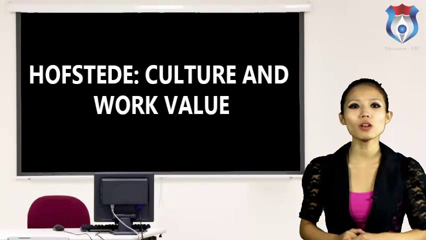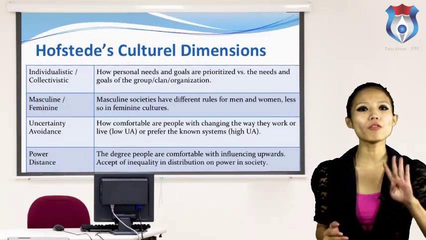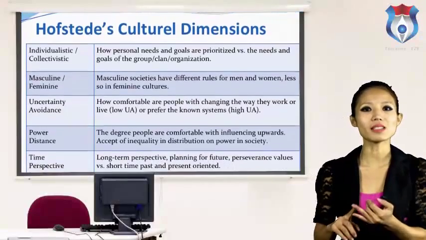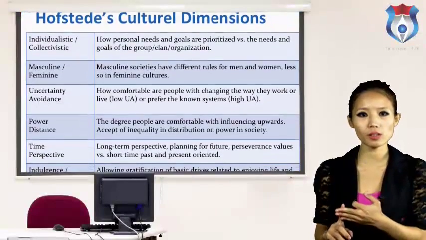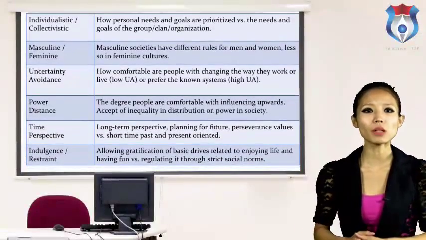Hofstede, culture and work value. Hofstede's model is made up of 4, later 5, culture dimensions: power distance, uncertainty avoidance, individualism and masculinity, and later Confucian dynamism. These dimensions were identified by Hofstede as a result of statistical analysis of surveys involving people from 66 countries but only one multinational company.